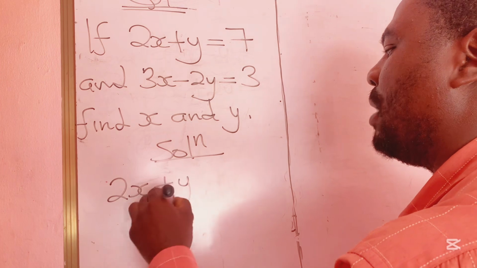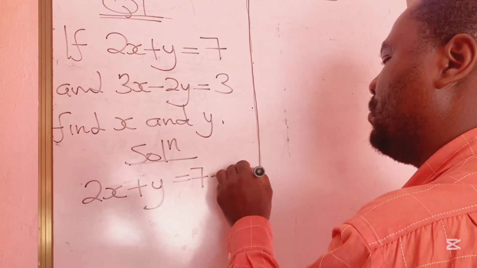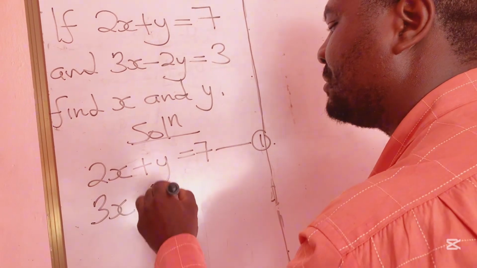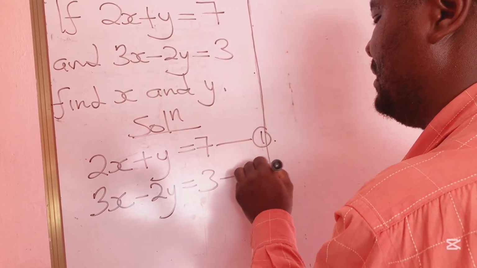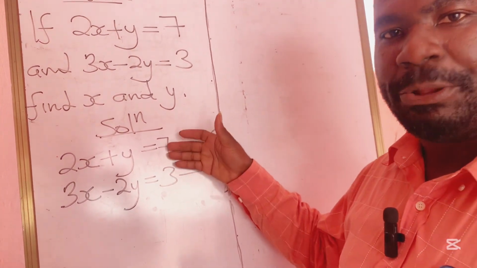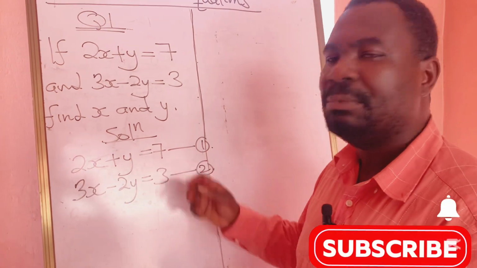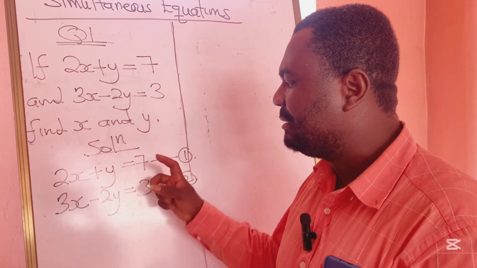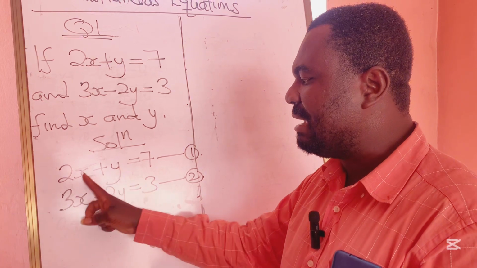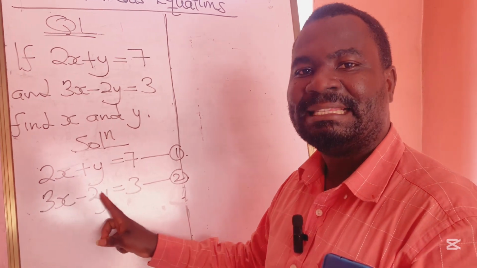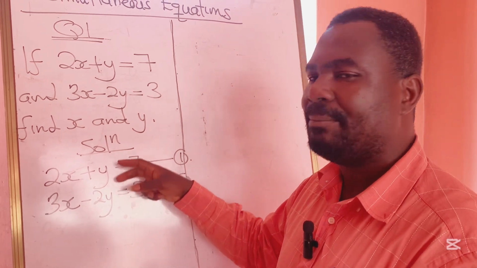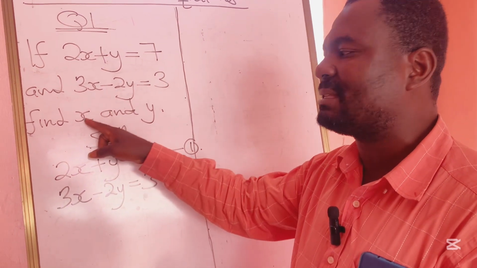2x plus y equal to 7 as equation 1, and 3x minus 2y equal to 3 as equation 2, because this is the second equation. Looking at the two equations on the board, this is a simultaneous equation. Why? Because we have two variables in the first equation, and the same variables are seen in the second equation. So we can solve them simultaneously to get our x and y.